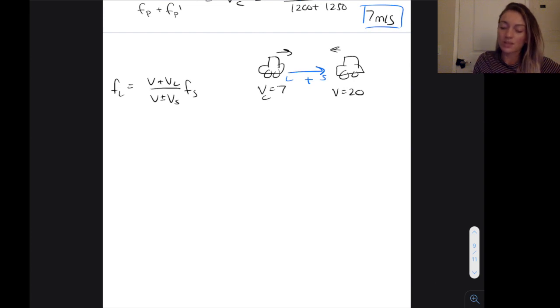But then our source is moving in the opposite direction, right? We called this our positive direction. Our source now is moving in the negative direction, so this gets a negative.